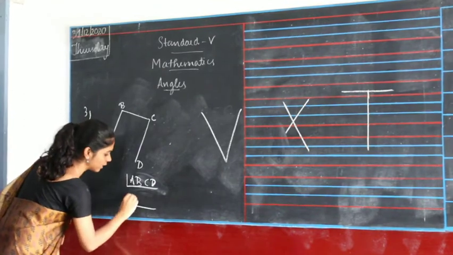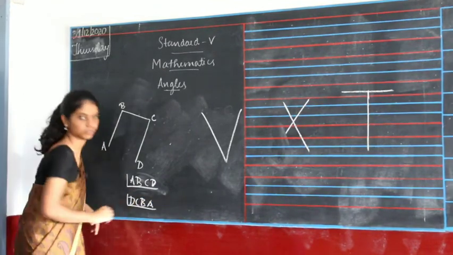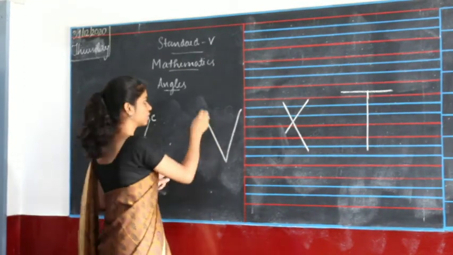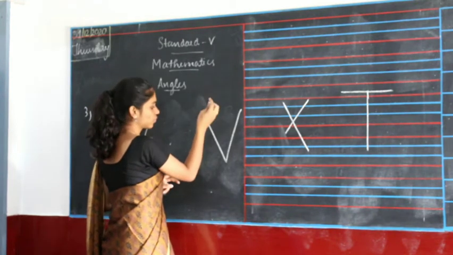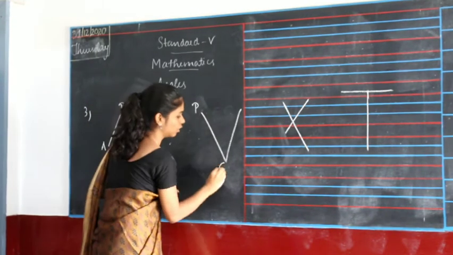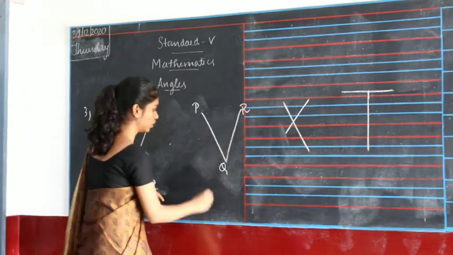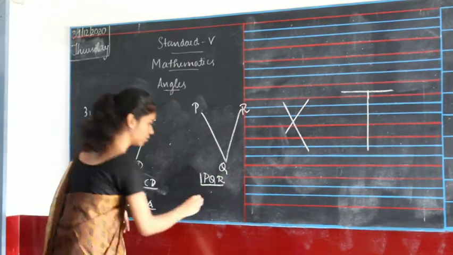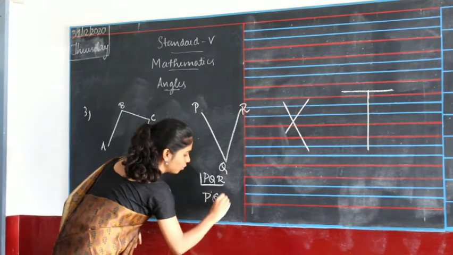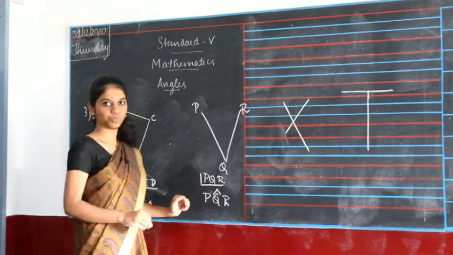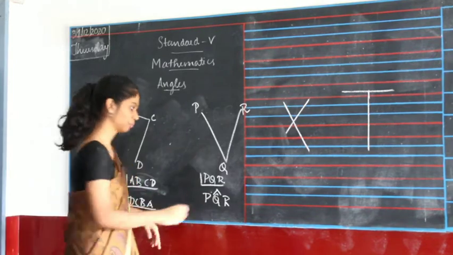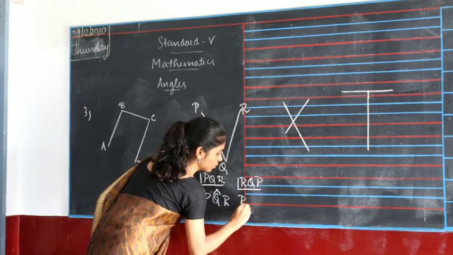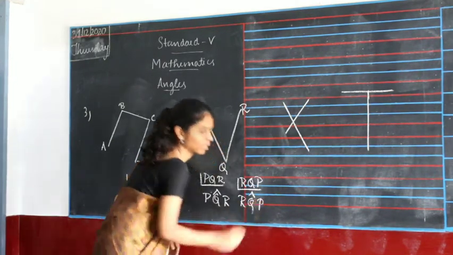Or you can write D, C, B and A. Okay. So next one here. Here you have V. So we can give this as P, Q and R. So you can write like this, P, Q, R, or else there is another method. You can write P, Q, R, cap to Q. Q is the center, right? So cap to the Q. Or else otherwise, Q and P, or Q, cap, P.